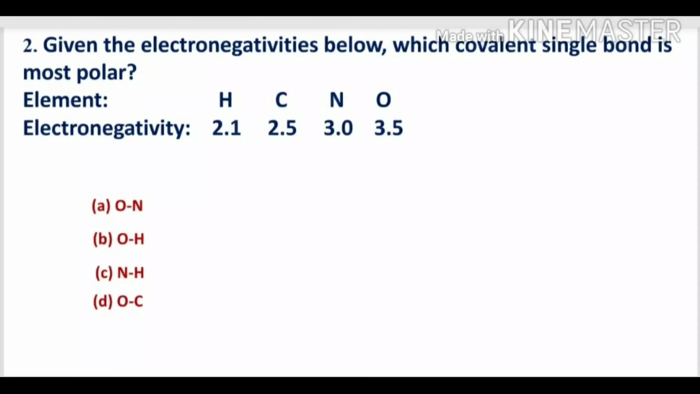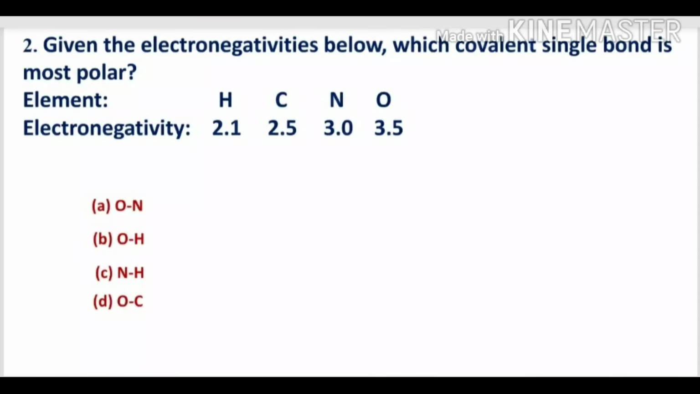So that is the question. Polarity is defined by the difference between the electronegativities. If the electronegativity difference is higher, the polarity will be higher. If the electronegativity difference is smaller, the polarity will be smaller. So for the first option, O-N: nitrogen is 3.0 and oxygen is 3.5, the difference is only 0.5.